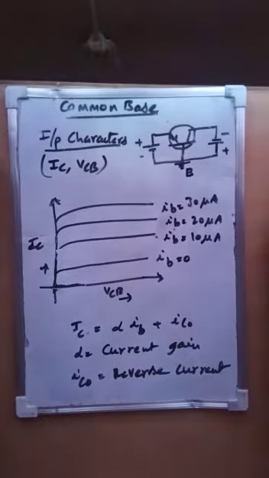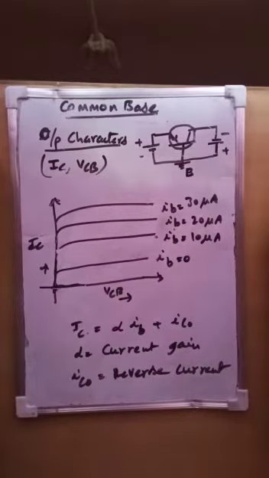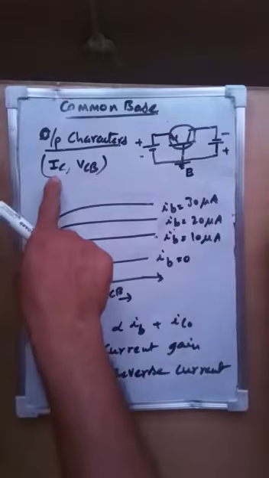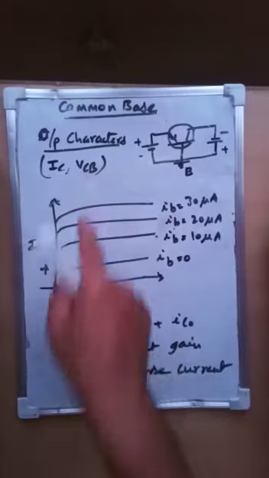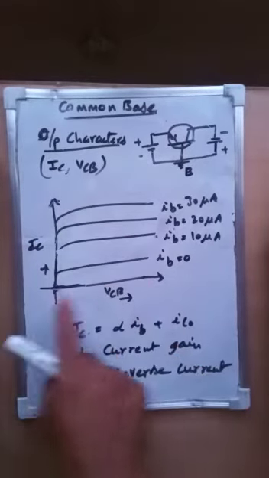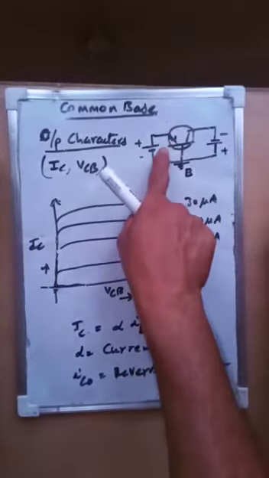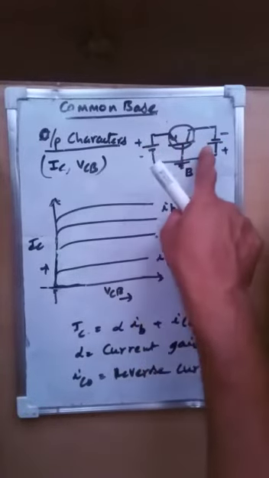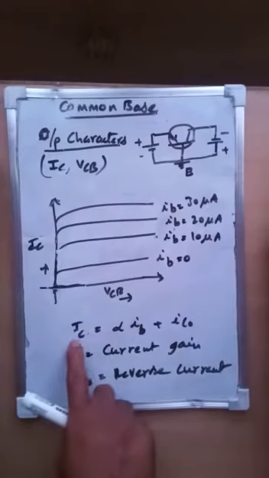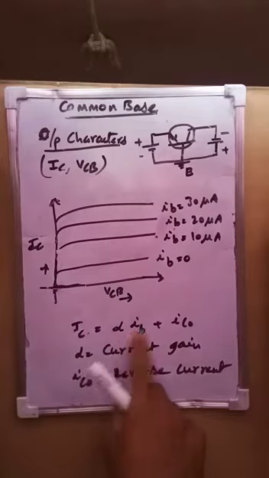Coming to the output characteristics, these are the output characteristics of the common base configuration. The output parameters are IC, the output current, and VCB. That means collector to base is the output port. So take VCB on the x-axis and IC on the y-axis, and this is the way of connection. Input is forward bias, output is reverse bias, and we have a current equation for the output current.